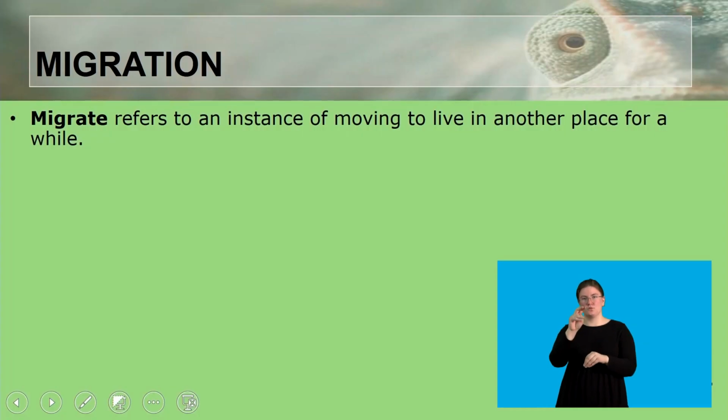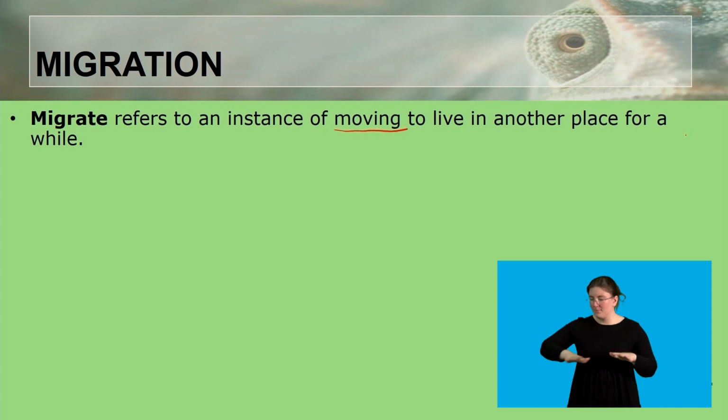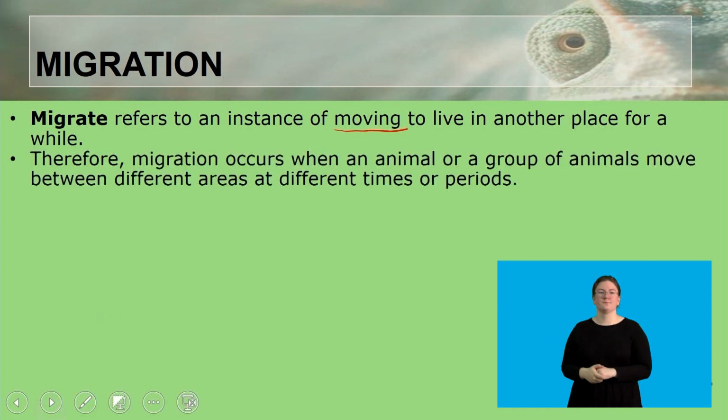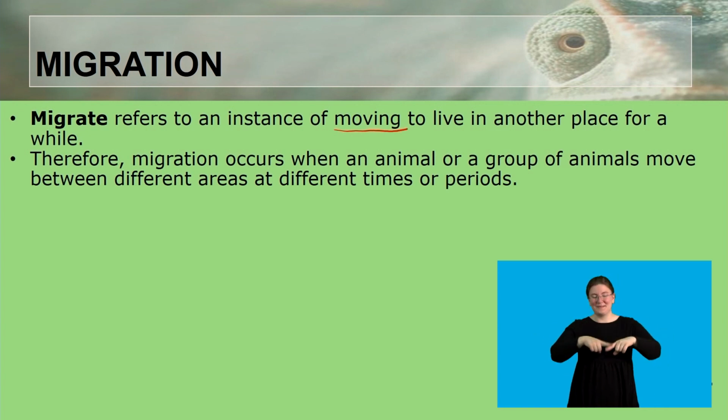Now we move on to looking at migration. Migration refers to an instance of moving to live in another place for a while. Therefore, migration occurs when an animal or group of animals move between different areas at different times or periods.